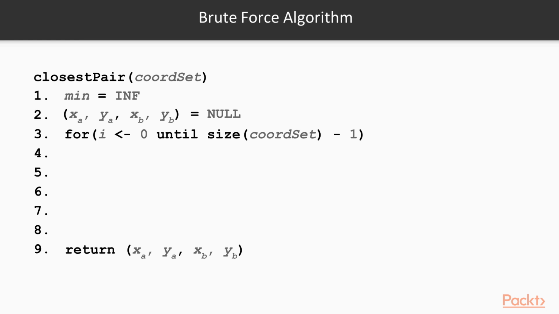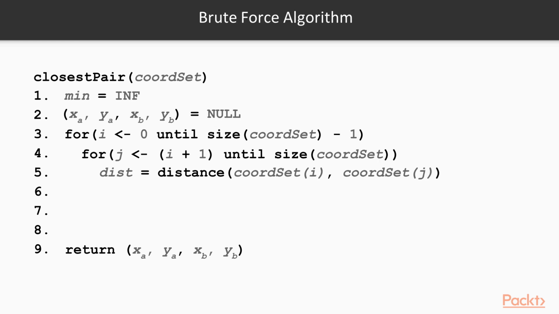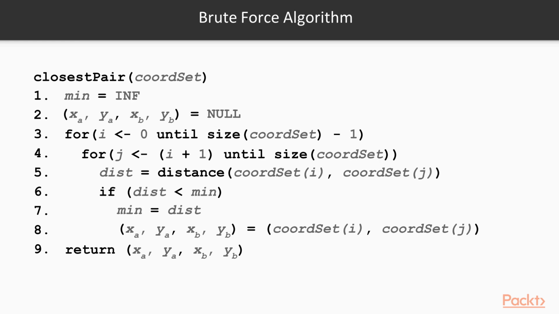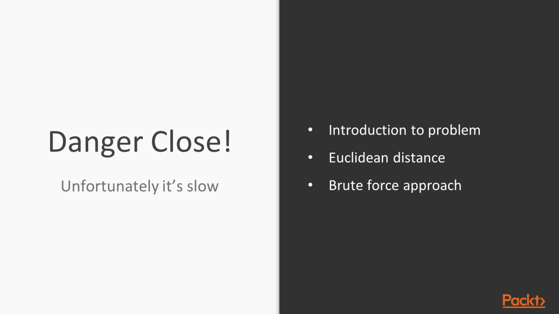We create an exclusive outer loop, starting from 0 until the size of the set minus 1, and an inner loop from i plus 1 until the size of the set. At each iteration, we find the distance between the coordinate at i and j. If the distance is less than the current minimum, we record it as the new minimum and store the new closest pair. That's an easy way to find the closest pair by brute force.